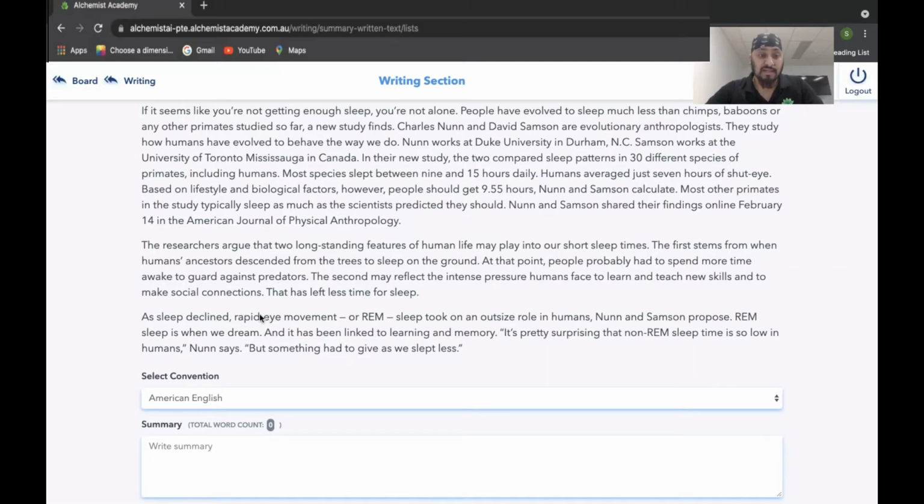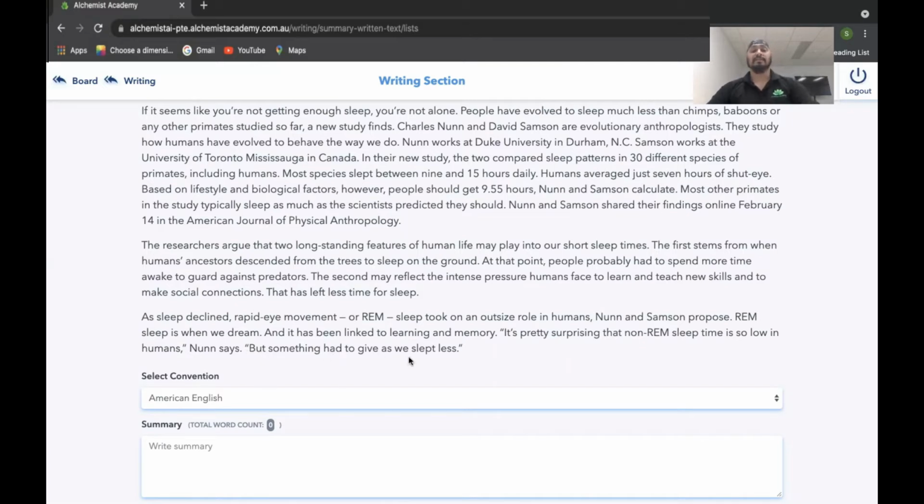As sleep declined, rapid eye movement or REM sleep took on an outsized role in humans. Nunn and Sampson propose REM sleep is when we dream, and it has been linked to learning and memory. It's pretty surprising that non-REM sleep time is so low in humans, but something had to give as we slept less.